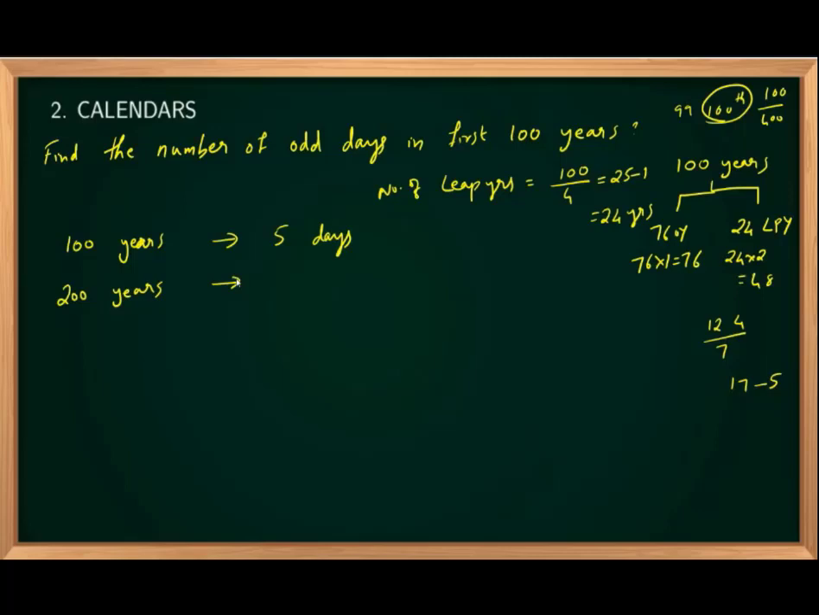Find the number of odd days in the first 200 years. Avina, correct. Maria, correct. Okay.